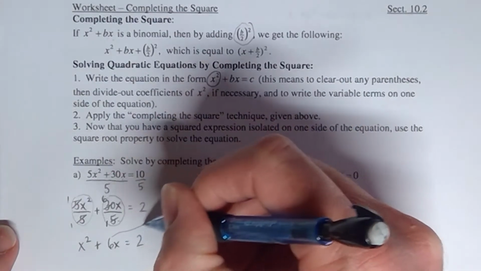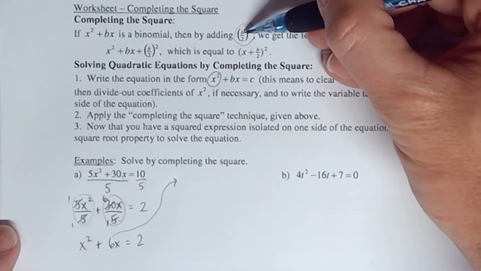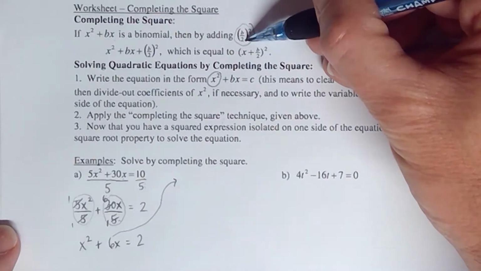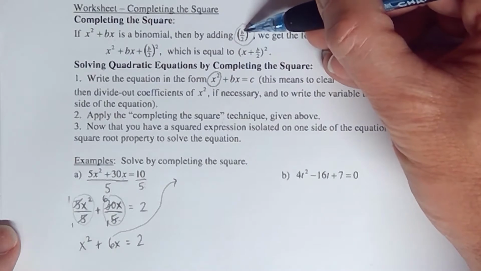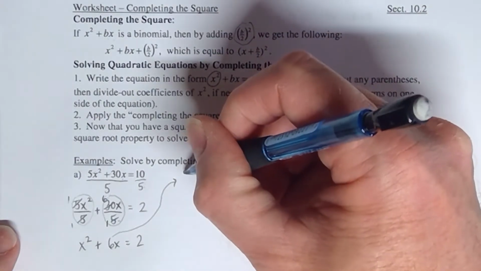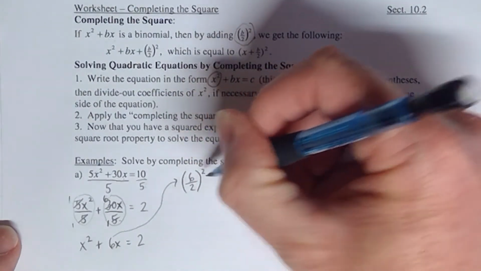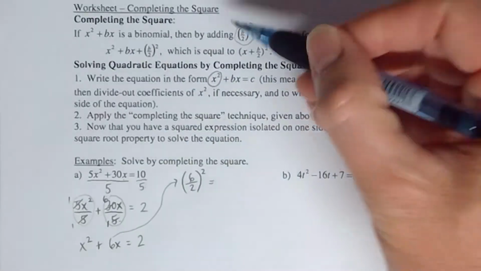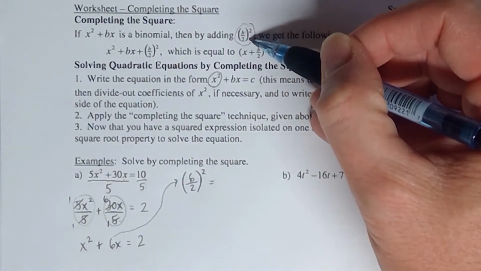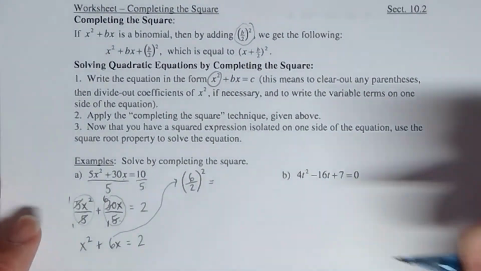And so we take that. And what does it say to do with that B number? It says to take 6 divided by 2, because B is 6. 6 divided by 2, and put it in a bracket and then square it. So 6 divided by 2, and then square that outside the bracket. I'm just writing this right here. But do it off to the side here so we can figure it out.